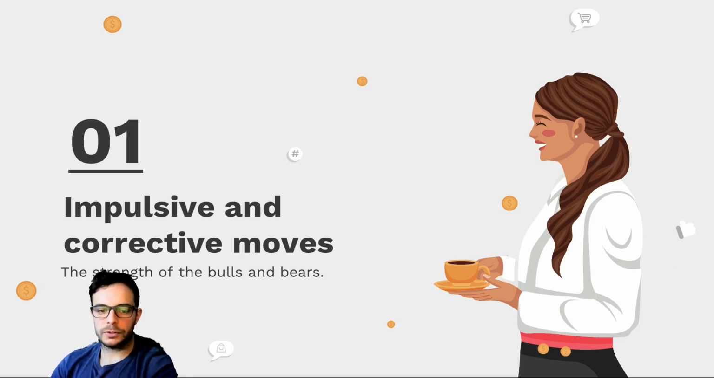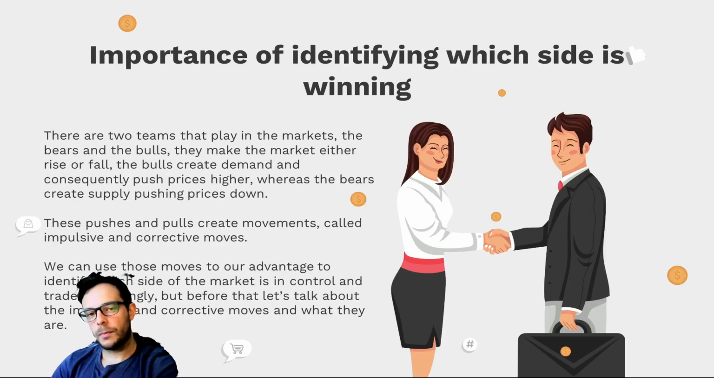Starting with impulsive and corrective moves, the strength of the bulls and bears. It's always a battle between the bulls and bears to see who has more strength, which I will talk about in the next few slides. Importance of identifying which side is winning.